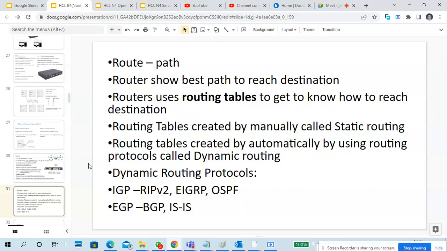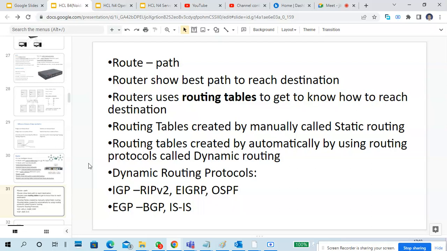EGP, exterior gateway routing protocol, means it's outside of the organization, when you are communicating from one autonomous organization to another autonomous organization. So we need an EGP. One of the main protocols is BGP, Border Gateway Protocol. Another protocol is IS-IS. This is a very old protocol, and its implementation had stopped, but now, for the last 5 or 6 years, it is being implemented again in new routers.